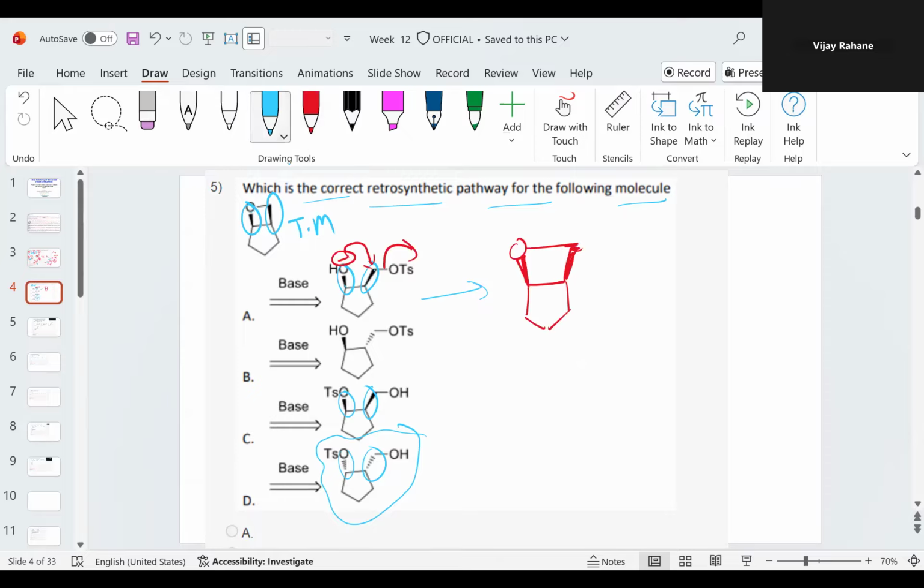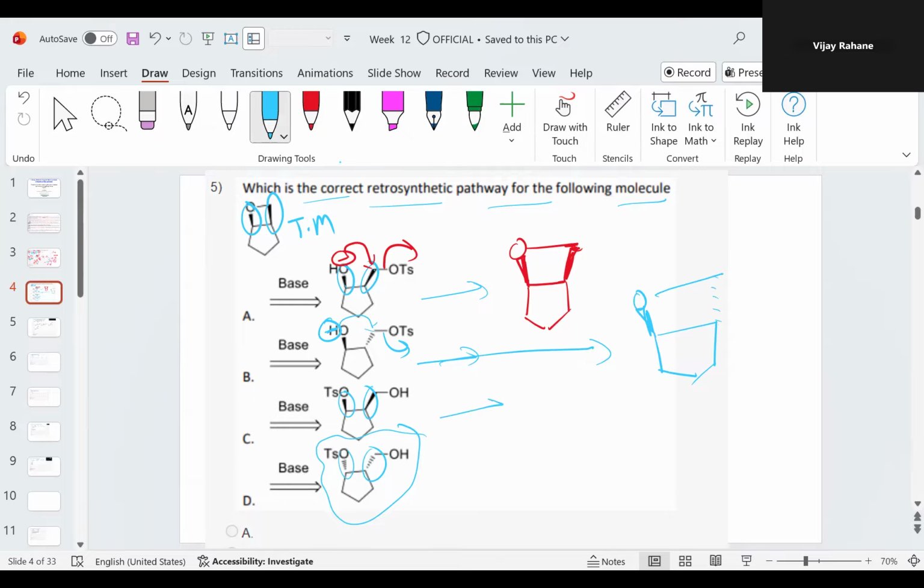If you look at the second option, what do we get here? It will be O negative initially because of base, and then it attacks on this position from the back side, and OTs will be eliminated. What product do we get? I will just separate these two options from each other. This stereochemistry remains unaffected, this stereochemistry also remains unaffected, and this bond will be formed. So this is what we get.